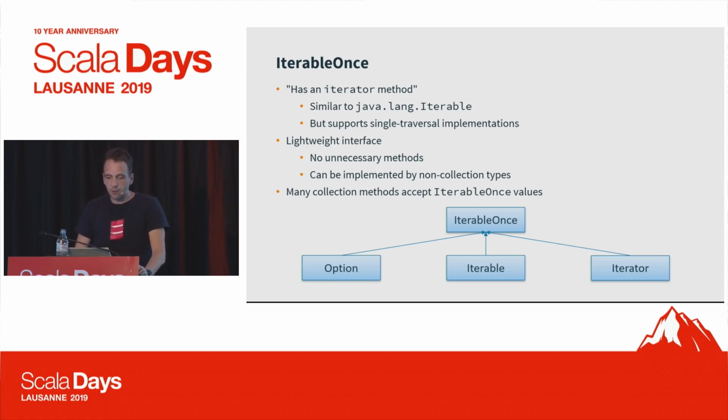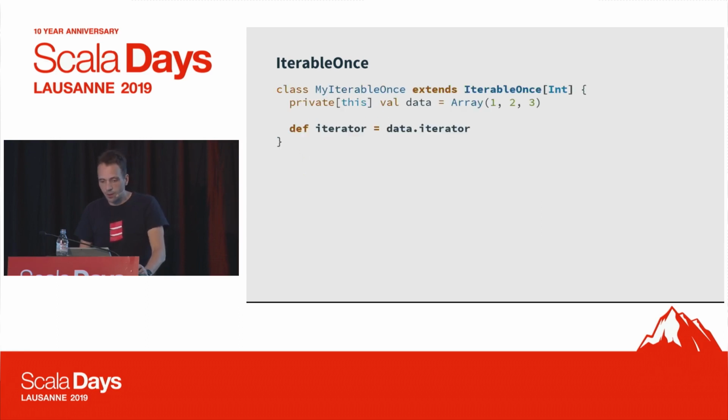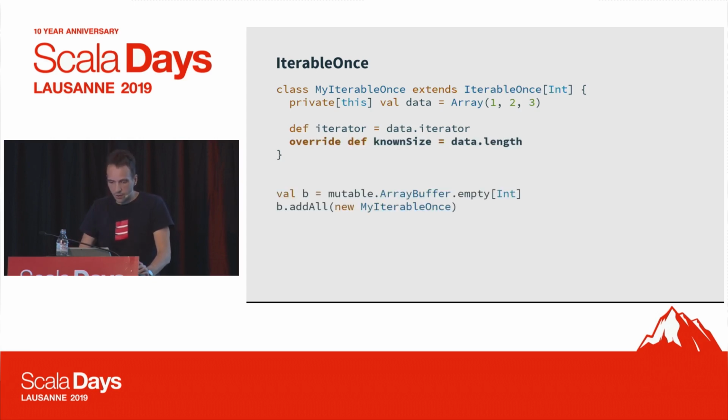So let's see what you have to do to implement IterableOnce yourself. So this is the simplest thing you can do. You just extend IterableOnce, in this case of Int, and you define an iterator method. That's all you need to do. There are two more things you might want to add though.